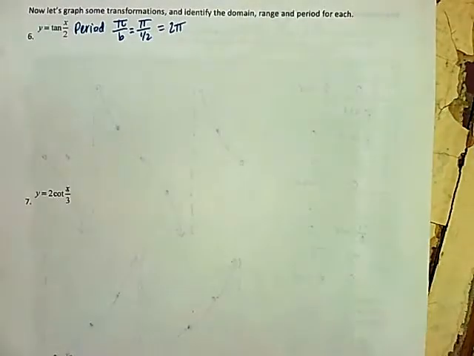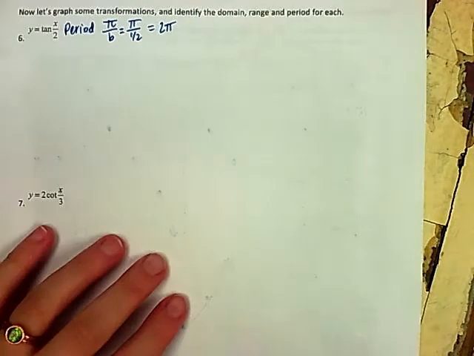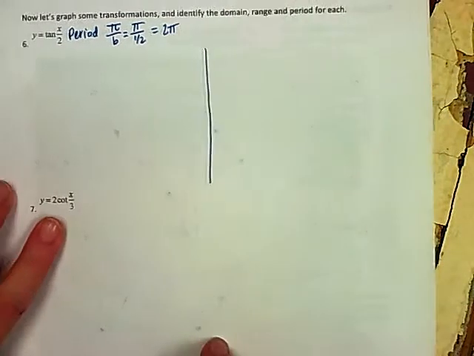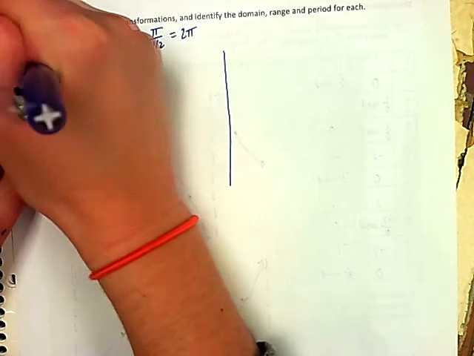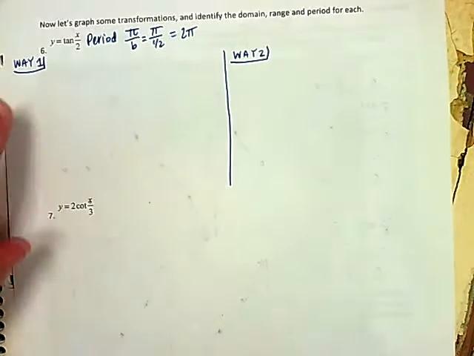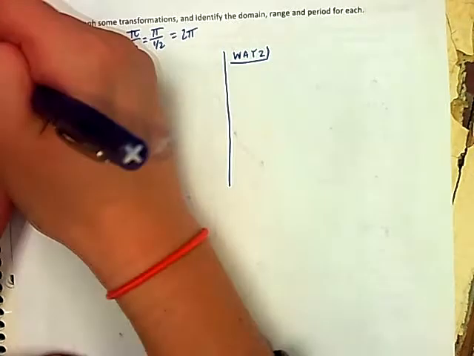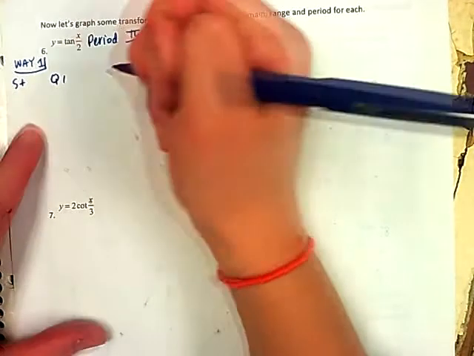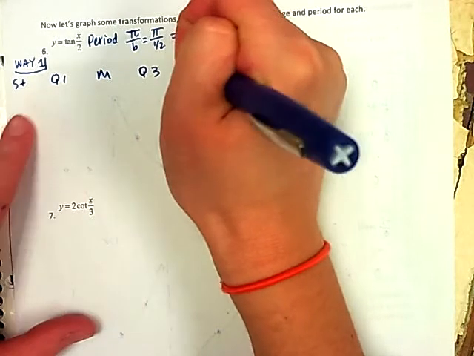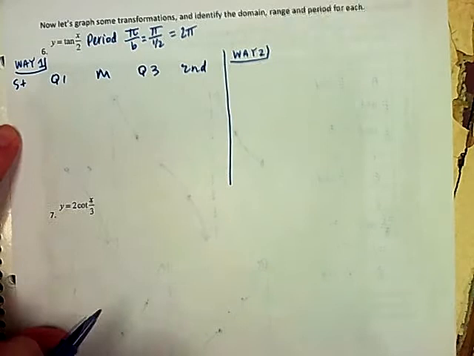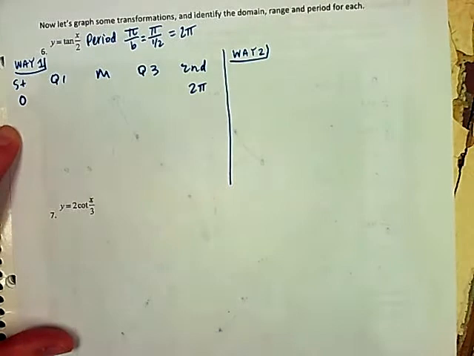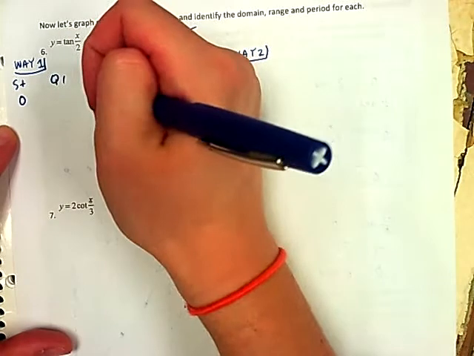Okay, so if I'm doing the way where I do x-intercept to x-intercept, I'm going to split this empty space into two sections. So we'll do way 1 and then way 2. For x-intercept to x-intercept, we'll plot out our starting point, our first quarter, our midpoint, our third quarter, and our end. Our first x-intercept is at 0, and our endpoint would be 1 period later, 2 pi. That means our midpoint is pi.